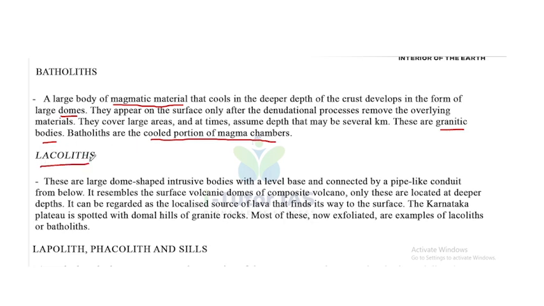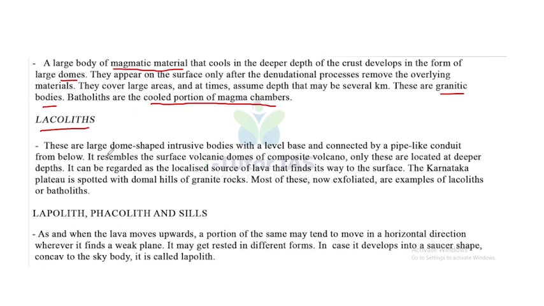Second one is laccoliths. These are large dome-shaped intrusive bodies with a level base, connected by a pipe-like conduit from below. It resembles the surface volcanic domes of composite volcanoes, only these are located at deeper depths. It can be regarded as the localized source of lava that finds its way to the surface. The Karnataka plateau is spotted with domal hills of granite rocks. Most of these, now exploited, are examples of laccoliths or batholiths.